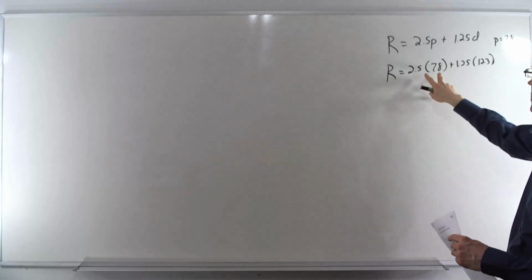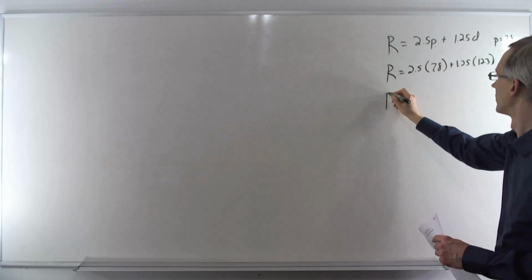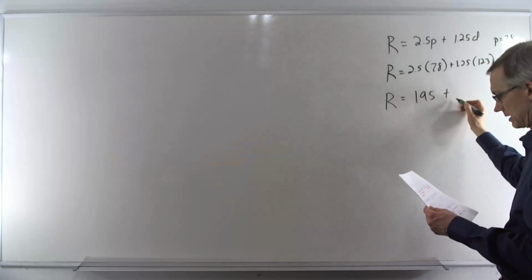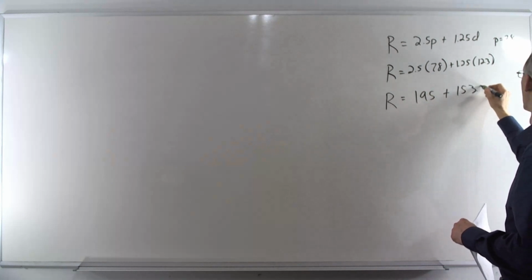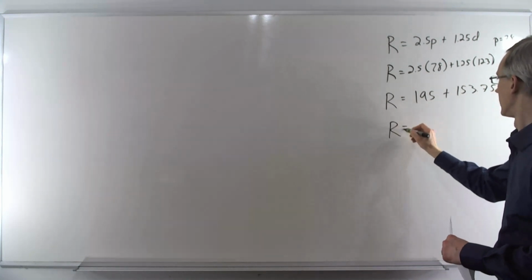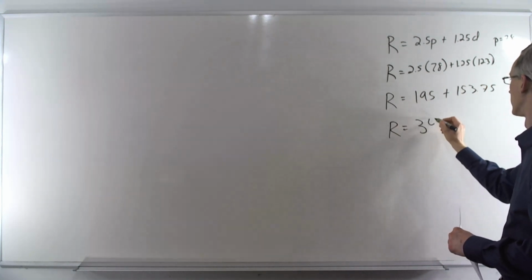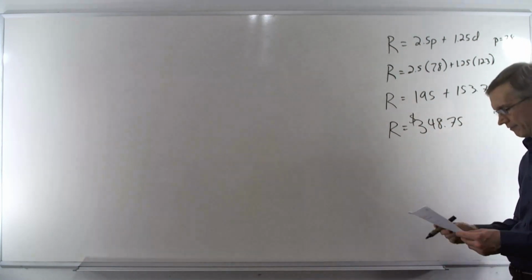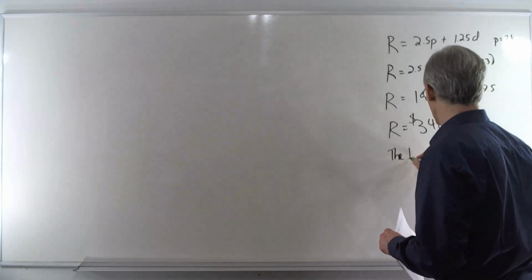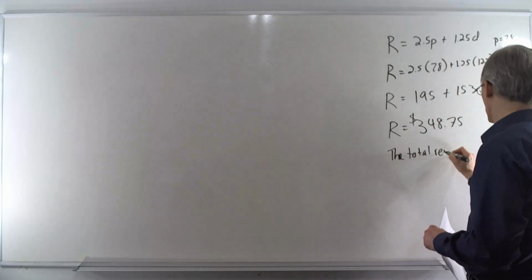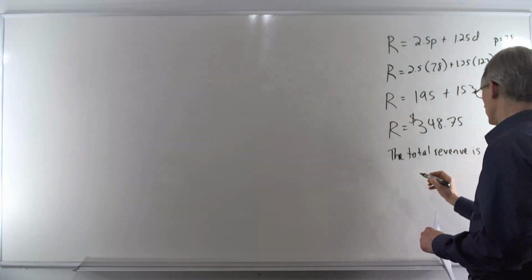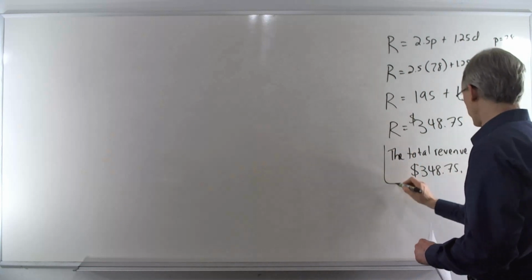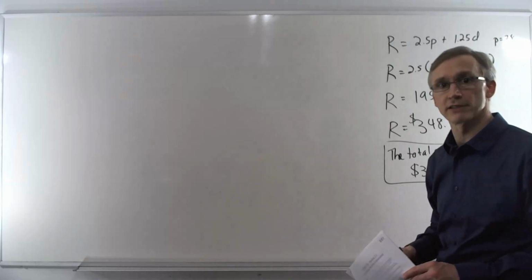Now we'll go ahead and multiply here and here. And when we multiply that out, we get 195 plus 153.75. Add them together: $348.75. So the total revenue is $348.75.